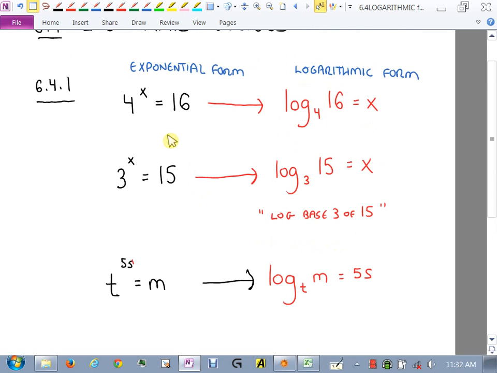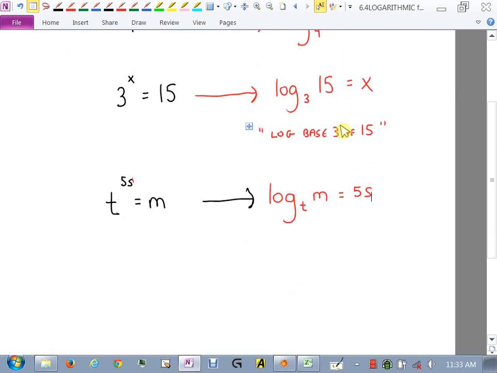So it's really just a matter of, look, what happened here? We wrote log, and we do that every time. The 4 is always the base, right? This 16 here comes from the other side of the equation, and whatever the exponent was goes on this side. You follow that or not? So the t was my base. You could say the s goes to the other side, and then whatever was over here goes in the log.